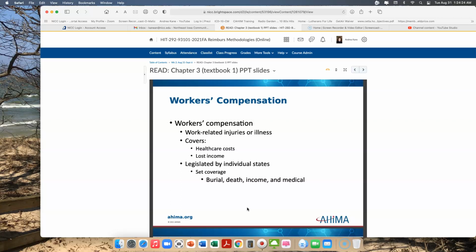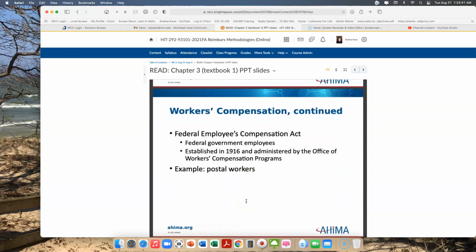There is a Federal Employees Compensation Act that was established in 1916, and that is for federal employees, just what it says, federal employees. That's different than regular workers' compensation. And an example would be postal workers.